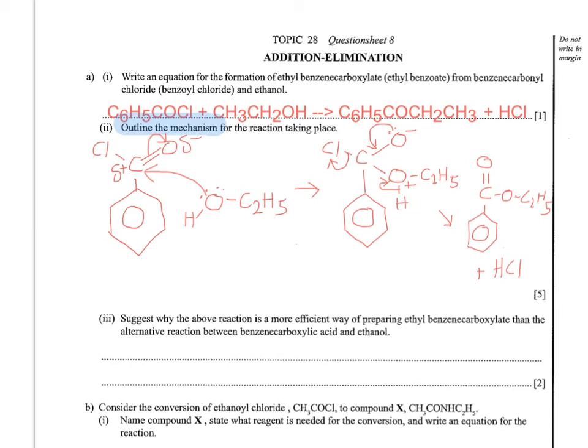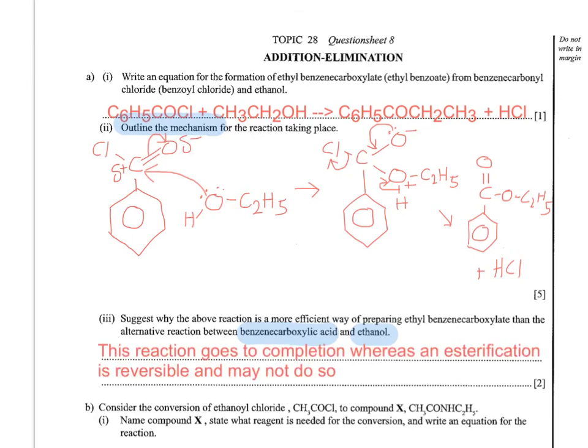So the next little bit is quite deductive really. It asks you to suggest why the above reaction is a more efficient way of preparing ethyl benzene carboxylate and the alternative reaction between benzene carboxylic acid and ethanol. The way to read into this is to look at what the alternative actually is. It's a carboxylic acid and an alcohol. So in other words, it's an esterification. Now if you've done some work on esterifications, you'll know that they are reversible reactions. In other words, the reaction we've just done the mechanism for will go to completion fully, but an esterification, being a reversible reaction, might not do that.